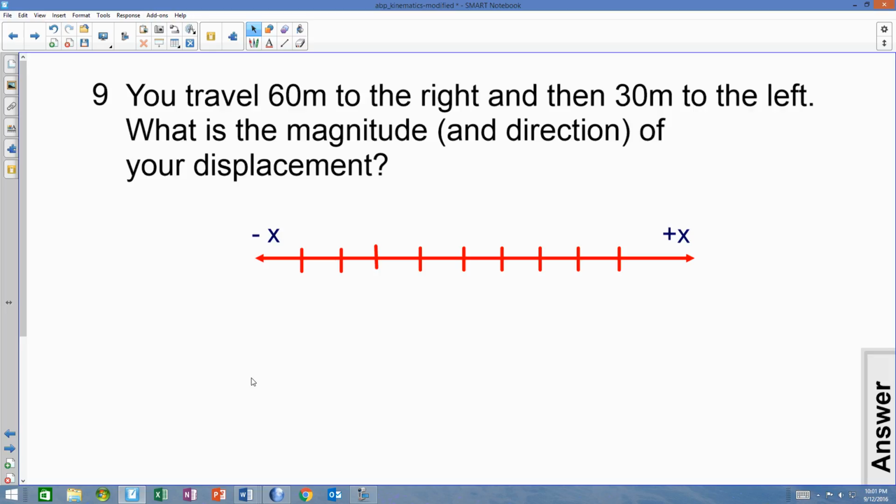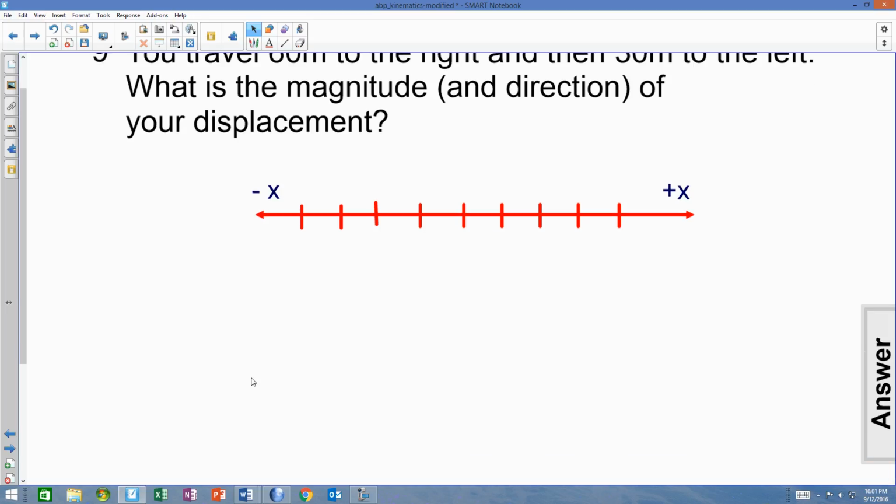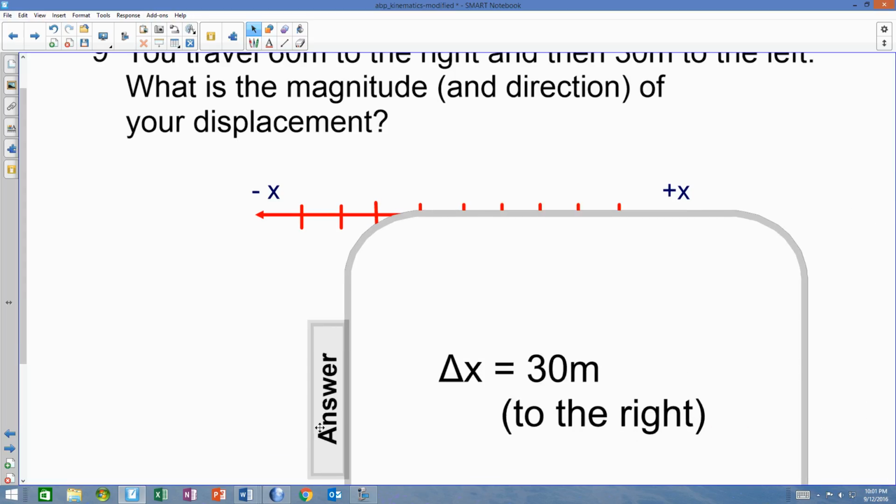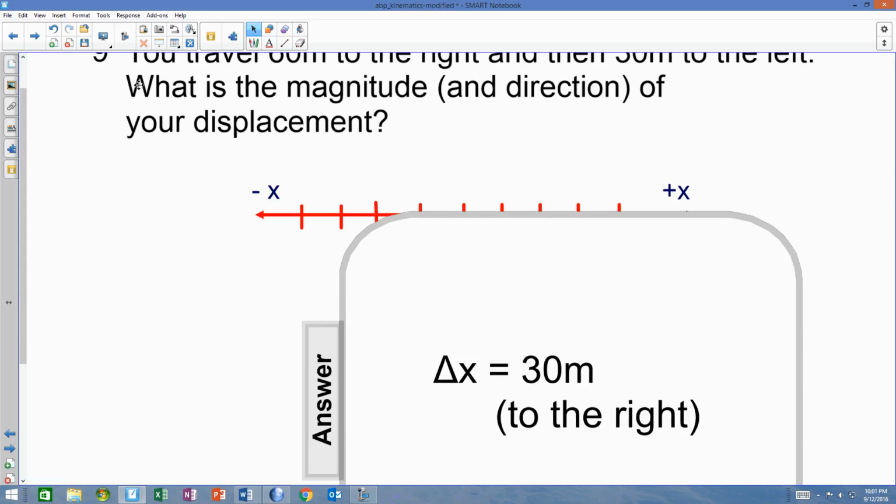Okay, so now if you travel 60 meters to the right and then 30 to the left, what is the magnitude and direction of your displacement? Okay, so let's see if you have the correct answer. It should be 30 meters to the right. And I'm going to go ahead and put the vector sign here, and I'm going to put the i hat direction here.